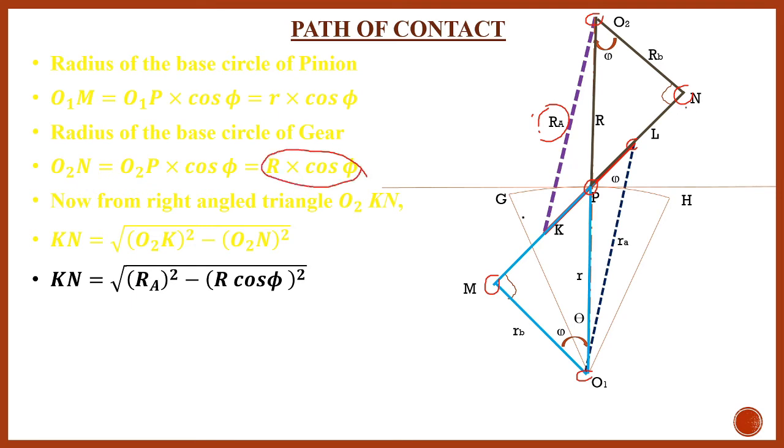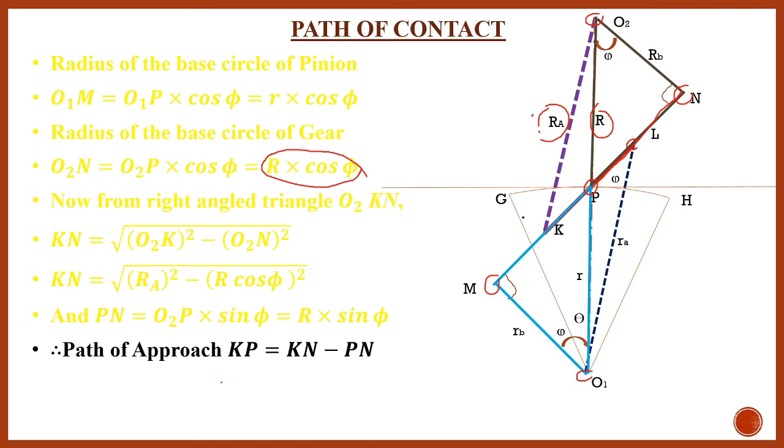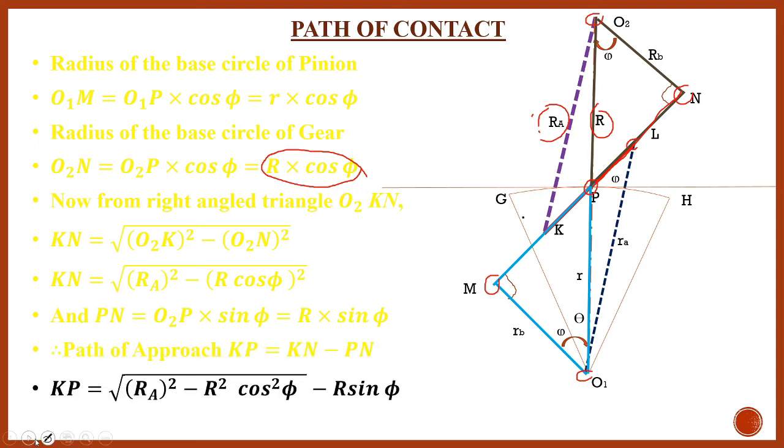Again, we are going to find one more length, which is NP. Just consider this triangle O2NP. NP is equal to R sin phi. NP or PN is equal to R sin phi. In the same fashion, we already calculated this KN. Again, we have calculated PN, and we are interested to find KP. KP is equal to KN minus PN. We can find this KP, which is the path of approach. And the final expression becomes KP is equal to square root of RA square minus R square cos square phi, under root, minus R sin phi.